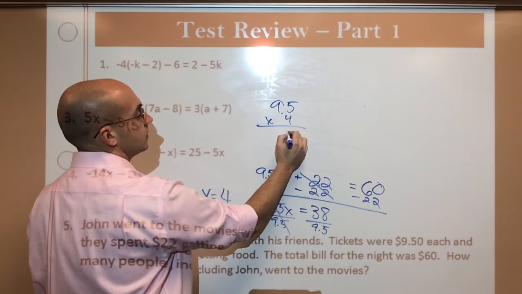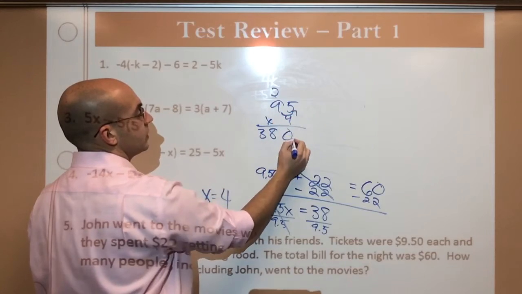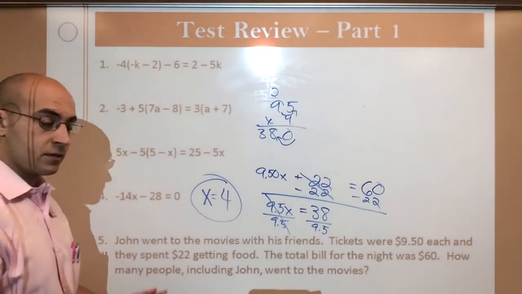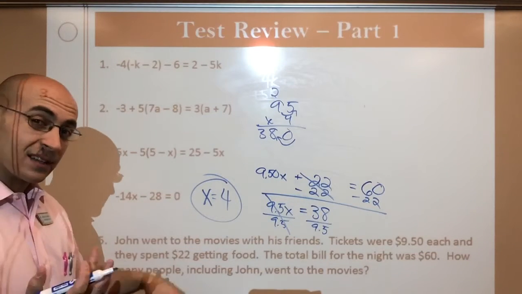Right? So that's 20. That's 36. That's 38. One time we moved over here. It means one time we got to move over here. And we're good. So 4 people went to the movies. So John and 3 of his buddies. Work it out like that. If you want to just kind of guess and check, that works too.